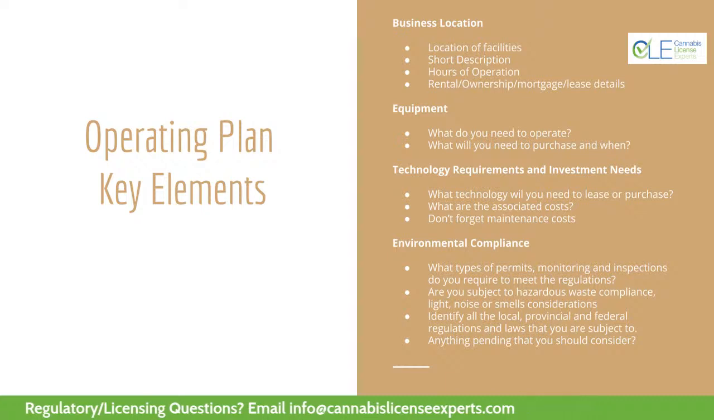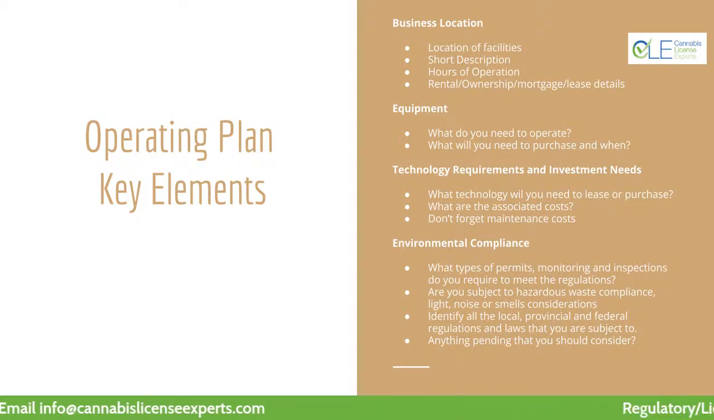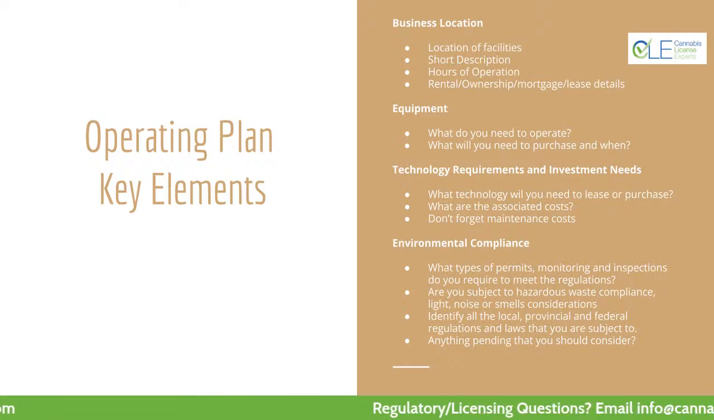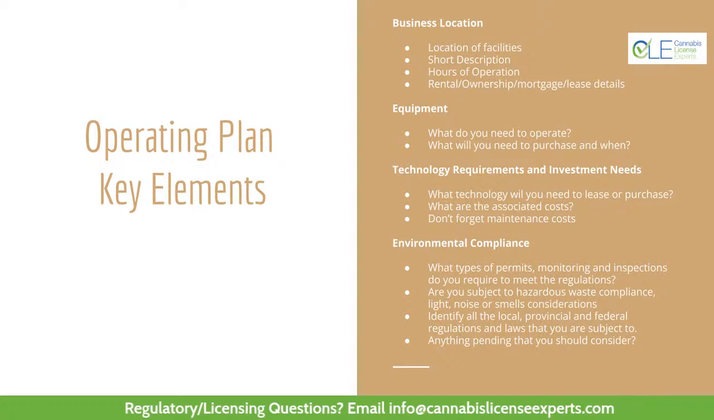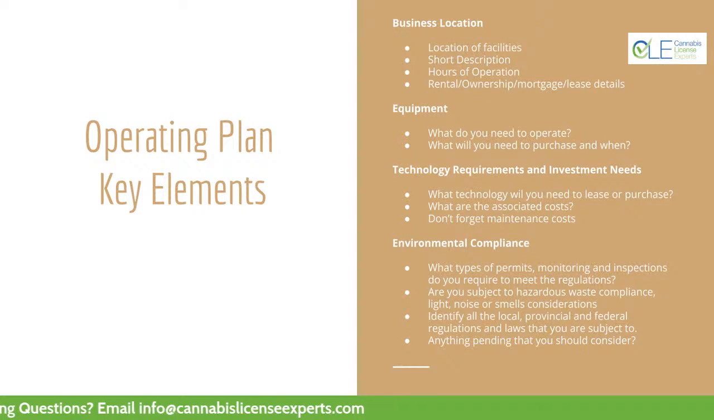Okay, so let's get back into the operating plan. Sorry, but thank you for those comments. Let's look at equipment. What do you need to operate? If you're a cultivator, are you looking at lights? Are you looking at closed loop systems? If you're extracting, are you going for a $300,000 CO2 extractor, or have you found other options?